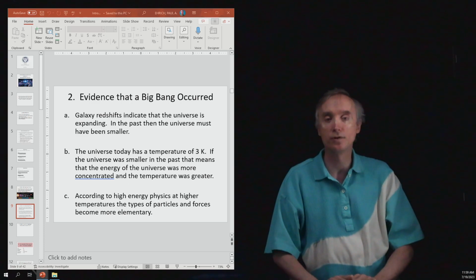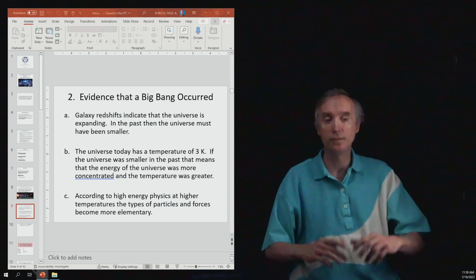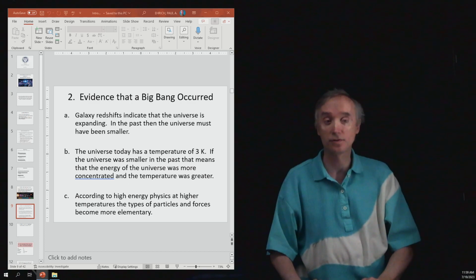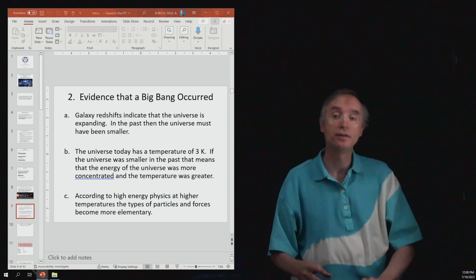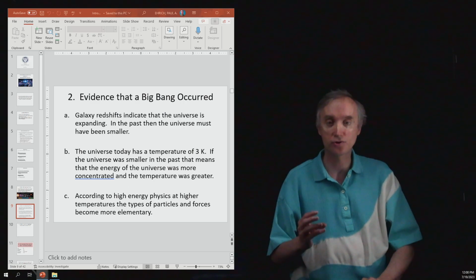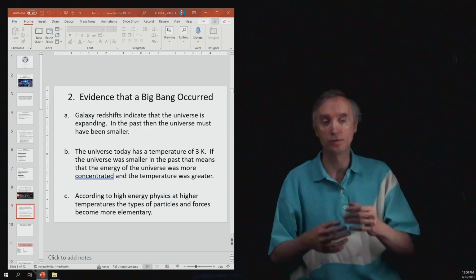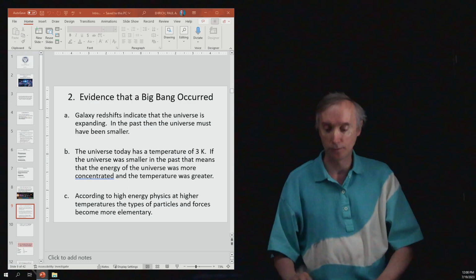Then, the universe today has a temperature of about 3 Kelvin. If the universe was smaller in the past, then everything was more concentrated, and the temperature would go up. From our previous lesson, we learned that at higher temperatures you have more elementary particles, and the forces of nature go together. So we think that just shortly after the Big Bang occurred, the universe was very compact, very hot, and made of these elementary particles.